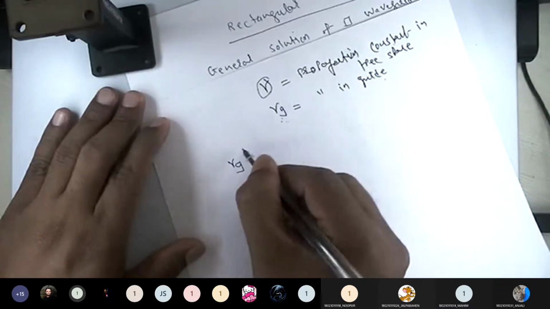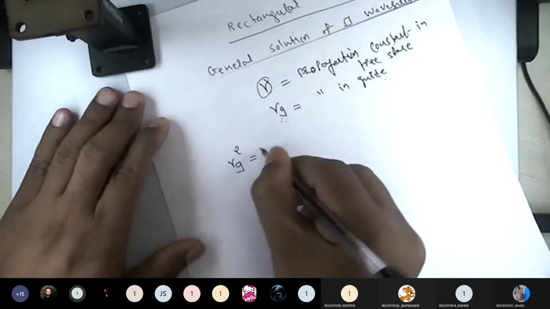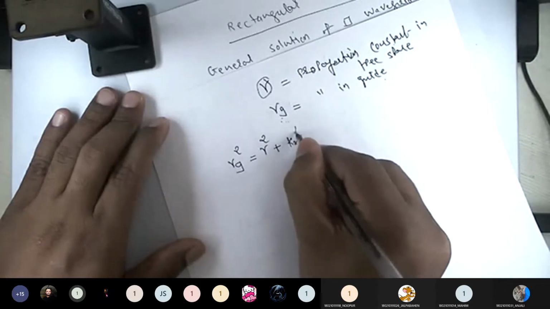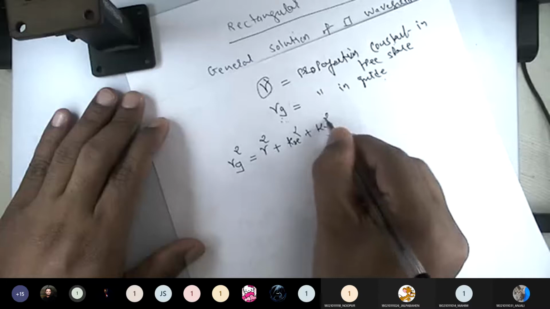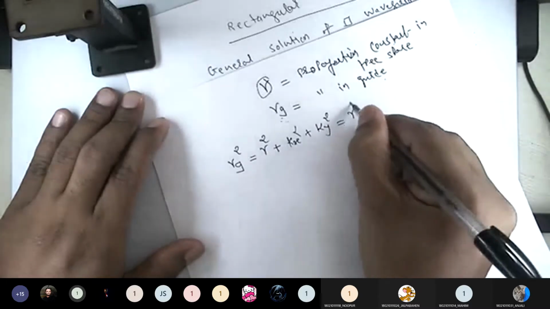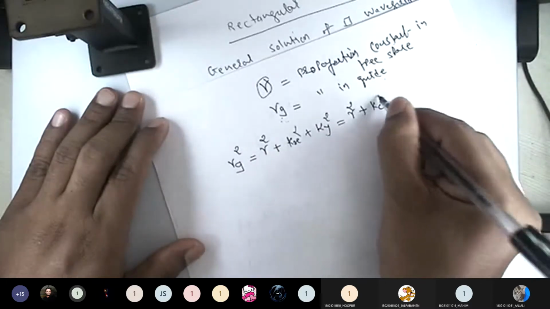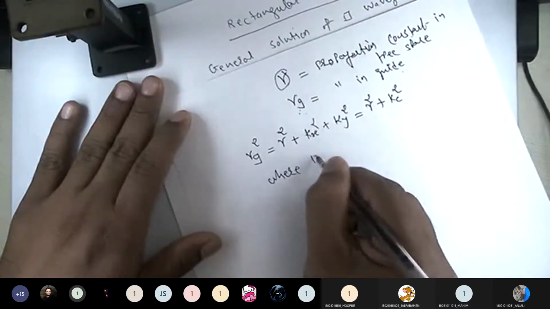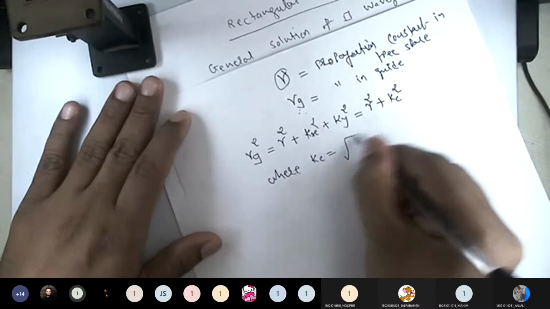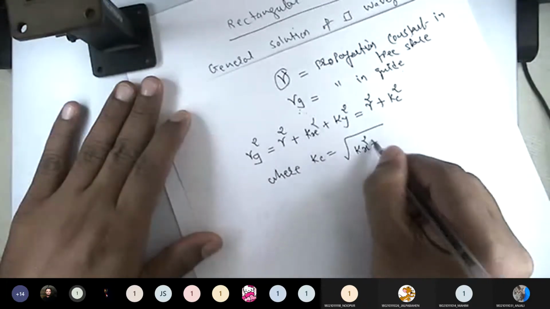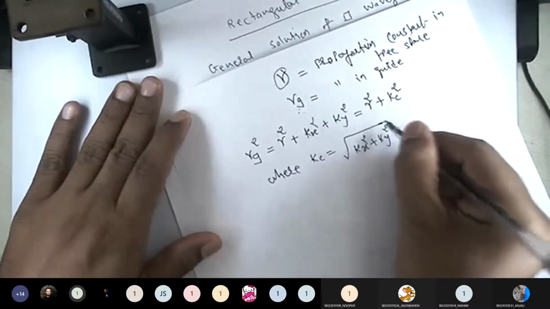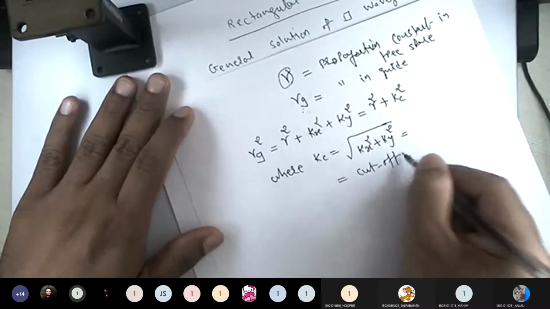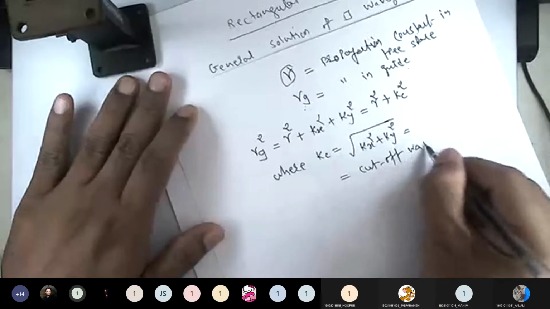Gamma g is expressed as gamma g square equals gamma square plus kx square plus ky square. So that I can consider as gamma square plus kc square. So what does it mean? Here this kc term I can express as the square root of kx square plus ky square, and it is nothing but, I can say, the cutoff wave number.